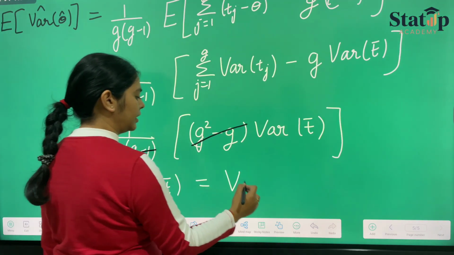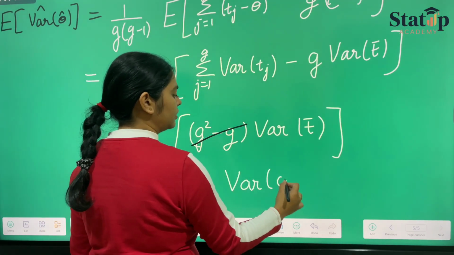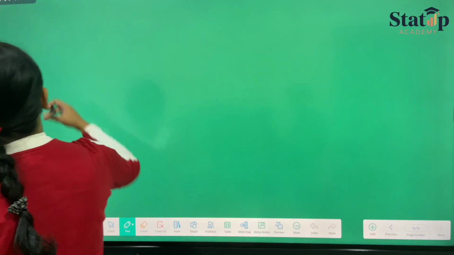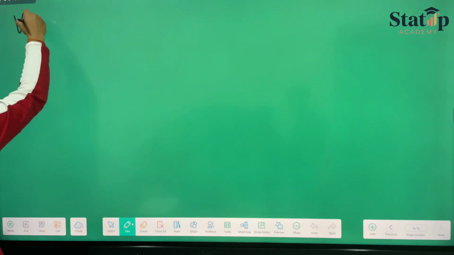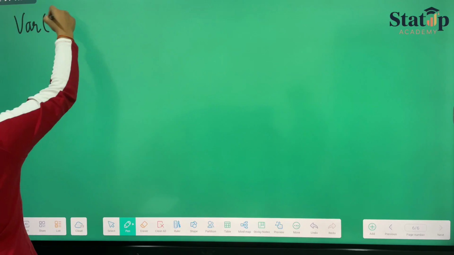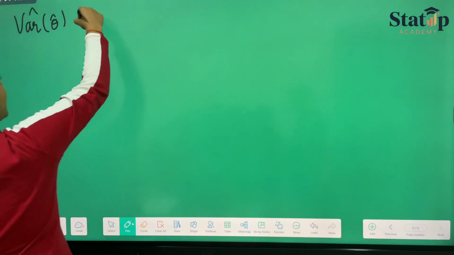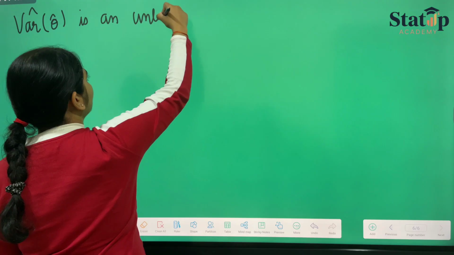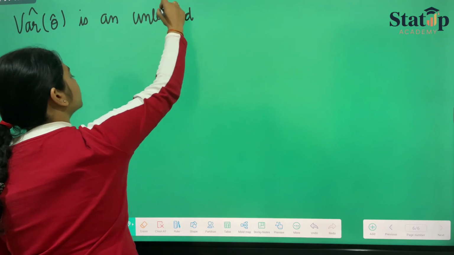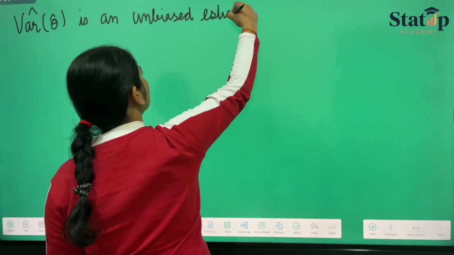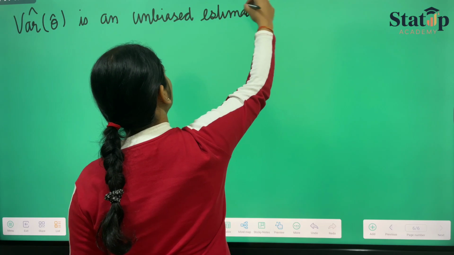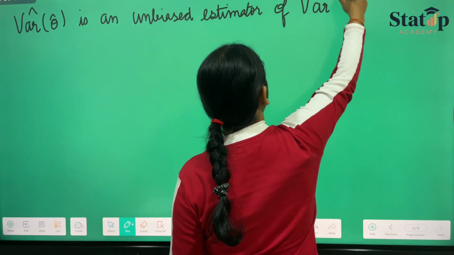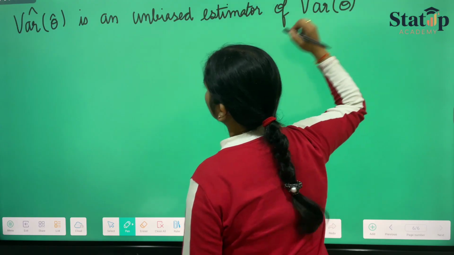which can also be written as variance of theta cap, and hence we can say that variance of theta cap is an unbiased estimator of variance of theta cap.